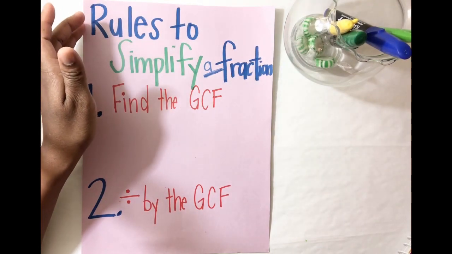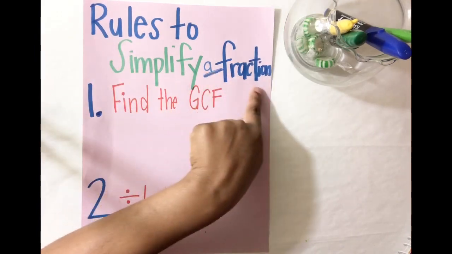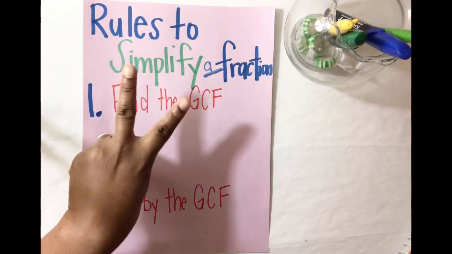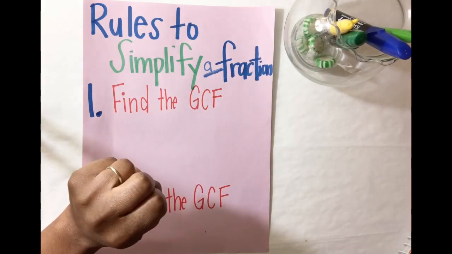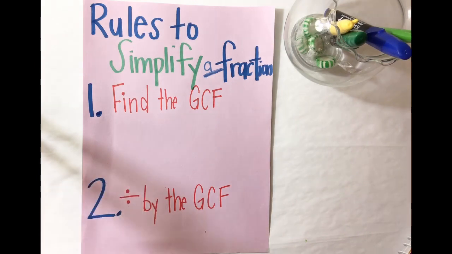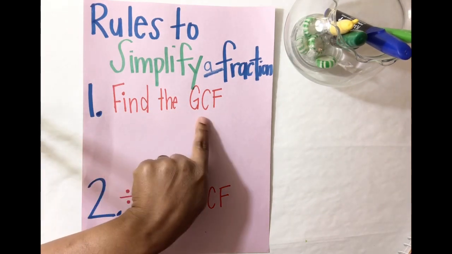So right now, I'd like for you to write down on the top sheet of your paper rules to simplify a fraction, because there's only 2 rules that you have to memorize to simplify a fraction. Go ahead. I'll give you a second to do that now. Next, I want you to write down the first rule. The first rule is to find the GCF.